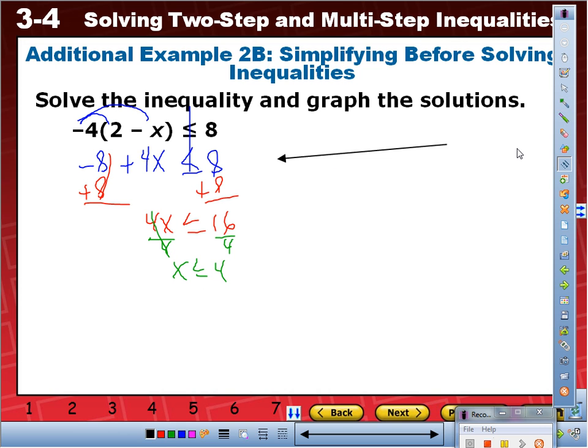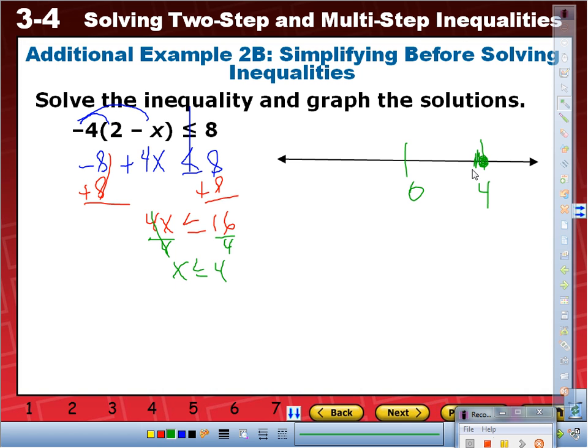My graph, we got 0. 4 is right here. Does it include the point? Yes. And what numbers will make this true? What numbers are less than 4? Everything to the left. So my solution set is all numbers x such that x is less than or equal to 4. Hands if you got that by yourself.